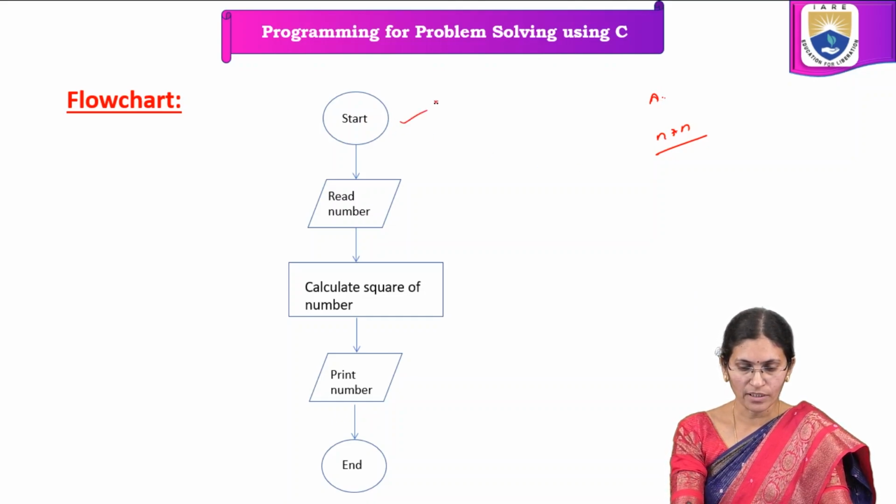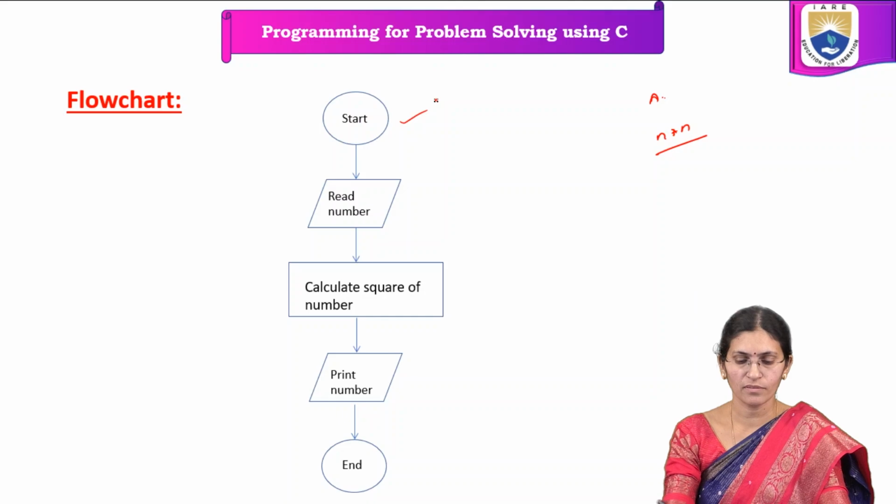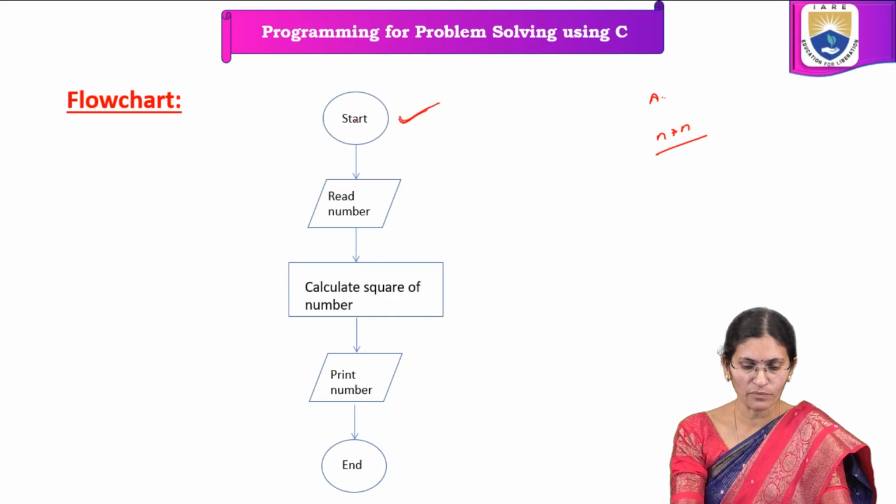So first, in order to indicate the beginning of the solution to the problem, we need to write start, inside this oval shape. Next after this, this is a flow line which is used to indicate what is the next step in the process. The next step in the process is to read the number. Whenever you are reading the number, this input symbol is used. So that is a parallelogram.